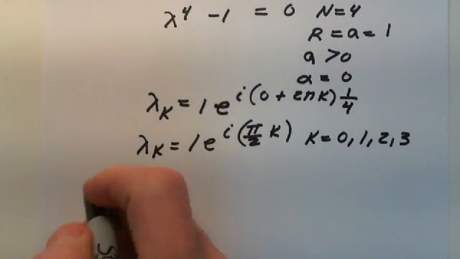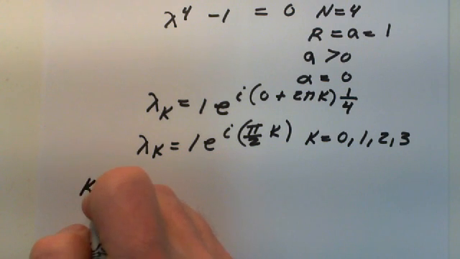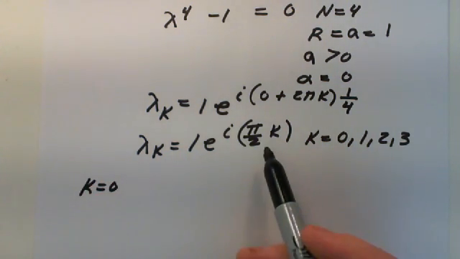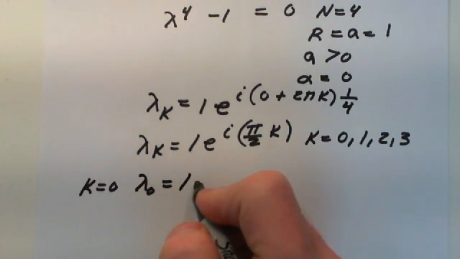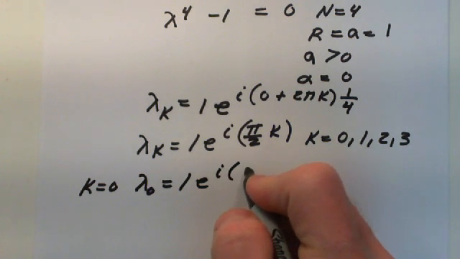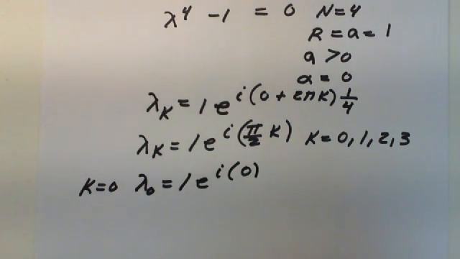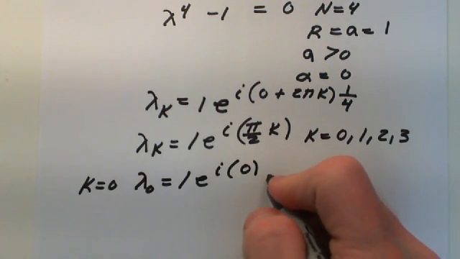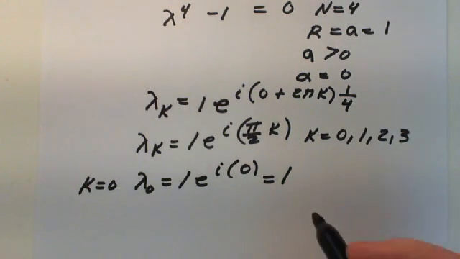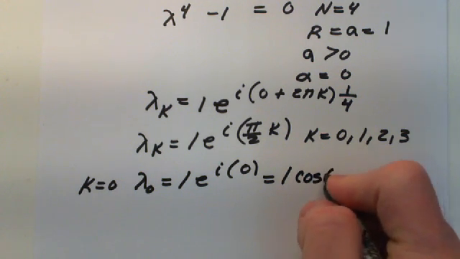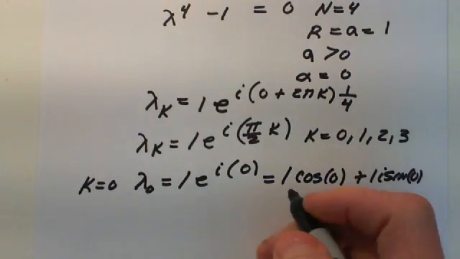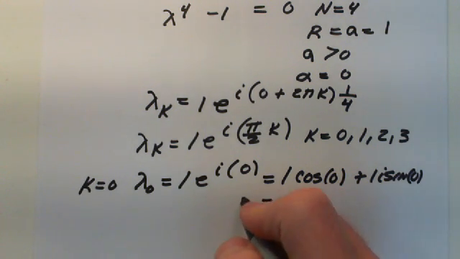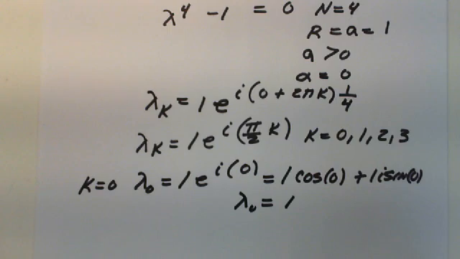Alright, so now what I recommend is go ahead and solve it for each condition. For k equal to 0, our lambda 0 is going to equal 1 e to the i of 0. So we're going to have to write that in polar form. That gives me 1 times the cosine of 0, plus 1 times the sine of 0, and I need to put the i in there also. When we simplify that, that's only going to give us 1. So we can say that lambda 0 is equal to 1.